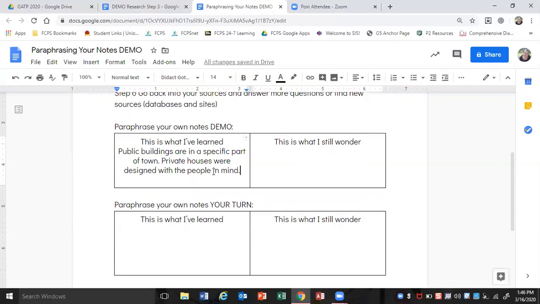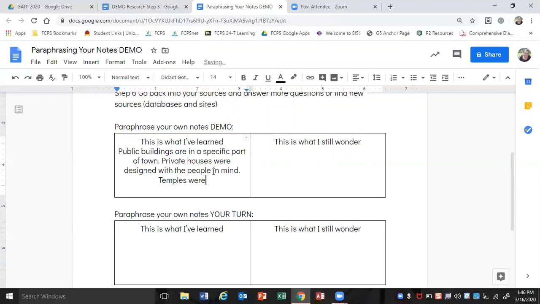And then a last thing that I did learn was a little bit about the temples, and temples were fancy in their design.